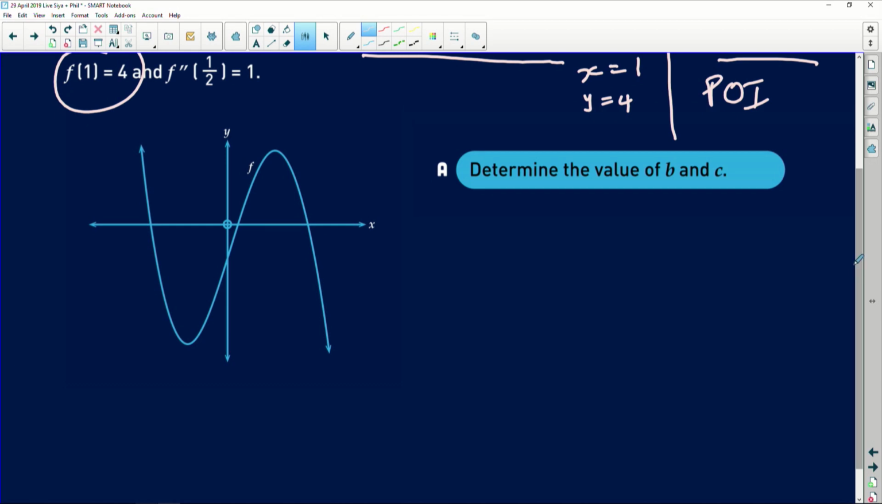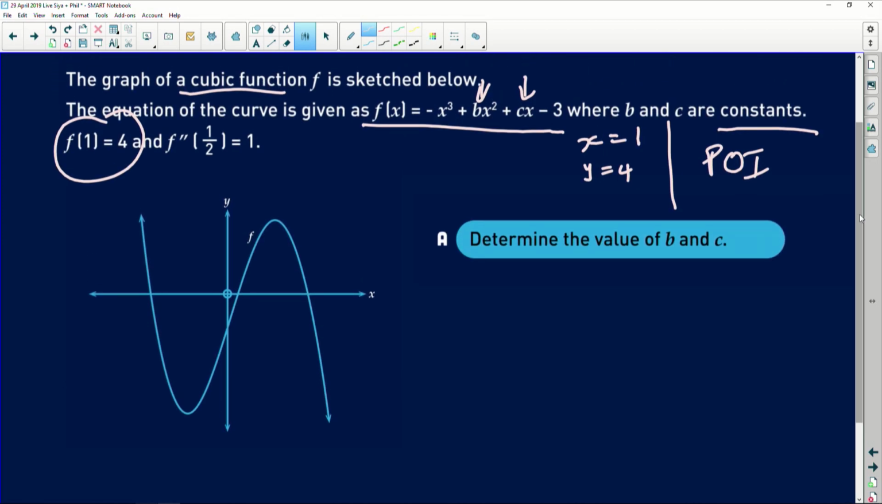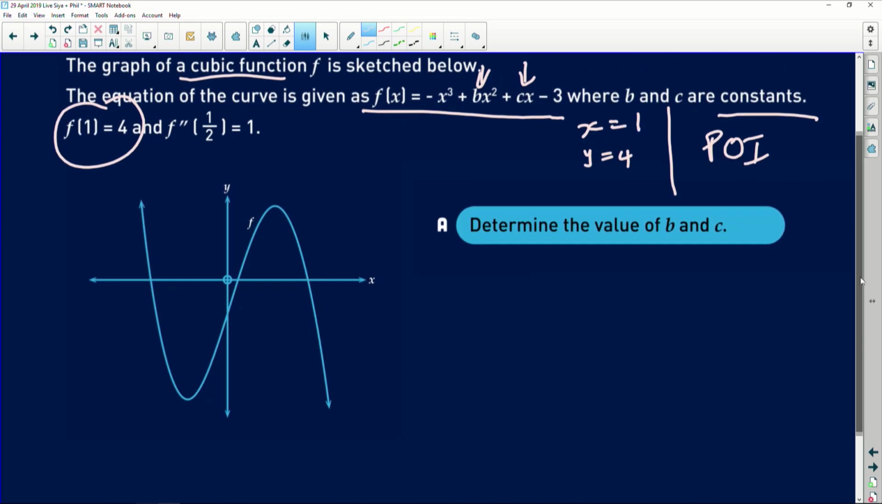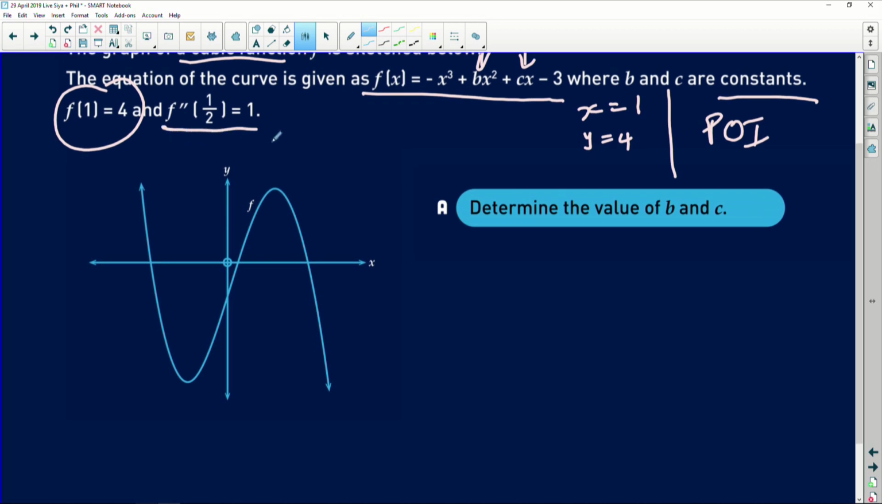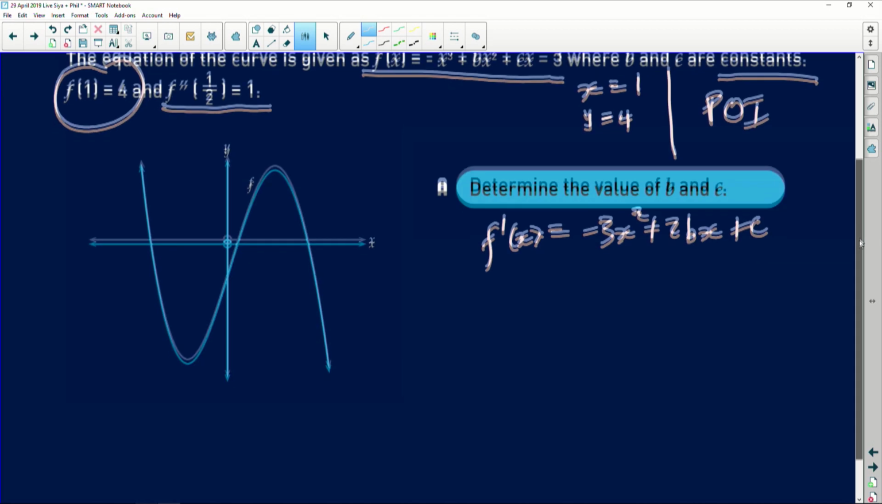Determine the value of b and c. So the value of b and c there, I have that. Now, from this, I can already see that I'm given the second derivative. So what I can try is find what the second derivative is and substitute the values and see what it can do for me. So the first derivative will be equal to negative 3x squared plus 2bx plus c. Remember guys, exponent by coefficient, exponent minus 1.